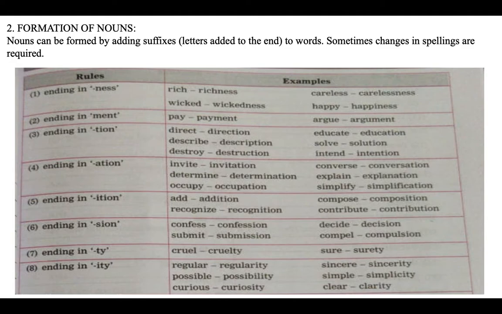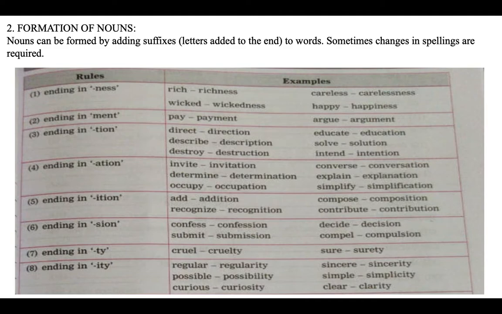Alright, next we come to formation of nouns. Now, what do you mean by this? This is very important. Right up till 10th standard, you need to remember how certain words can be changed, okay, or formed into nouns. Alright, so there is a certain formula which you need to remember. You can add suffixes at the end to words. Suffixes are letters that are added to the end of any word. Alright, and sometimes there may be changes in the spelling, so we have to be very careful.